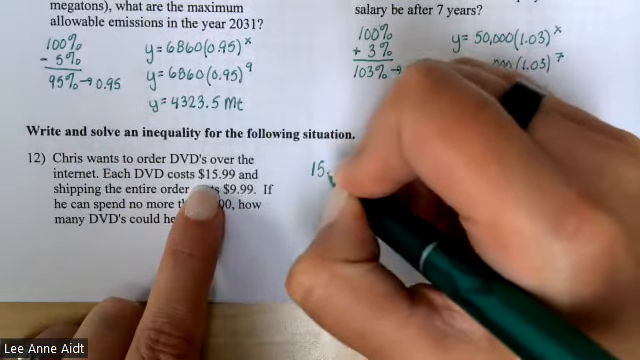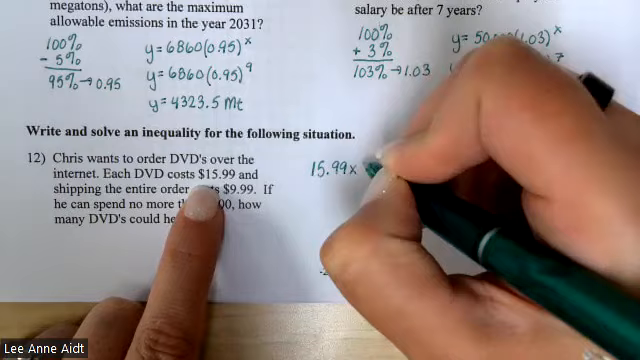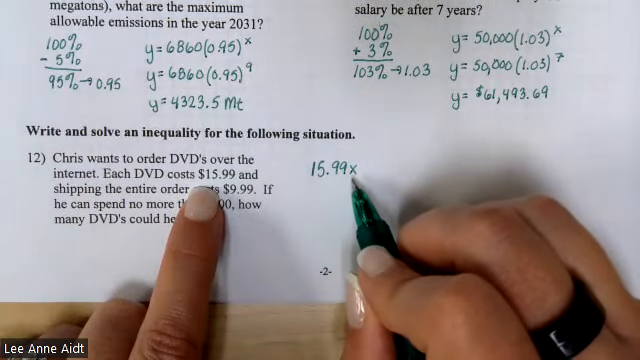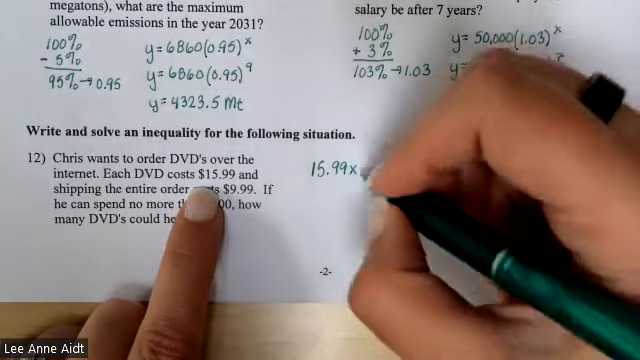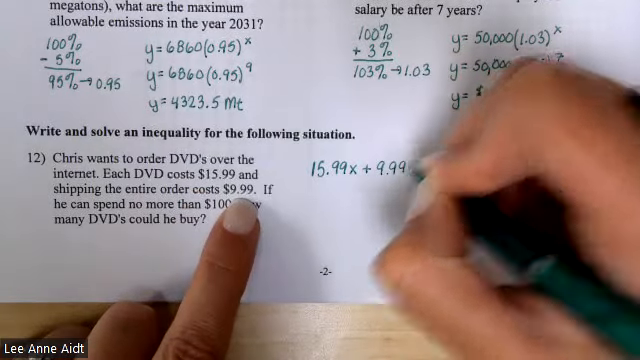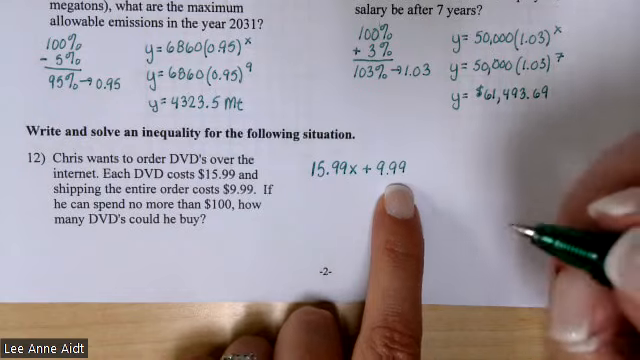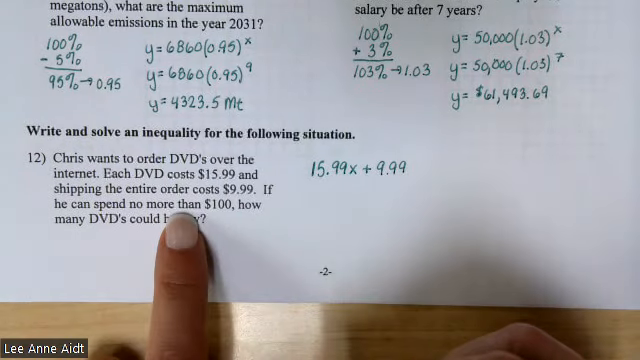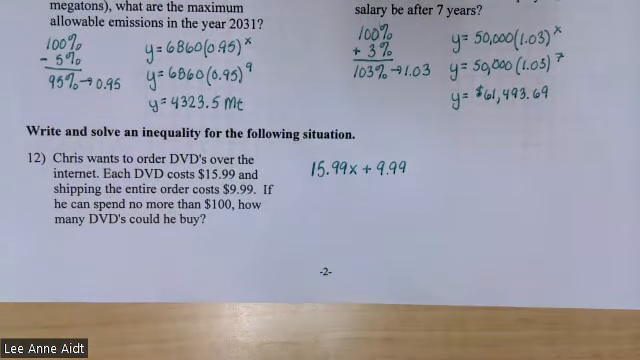So 15.99x. So it's $15.99 for each DVD. And shipping is $9.99. Okay, now here's the question. What does no more than translate to? Don't let Miss Rice answer. She already knows.